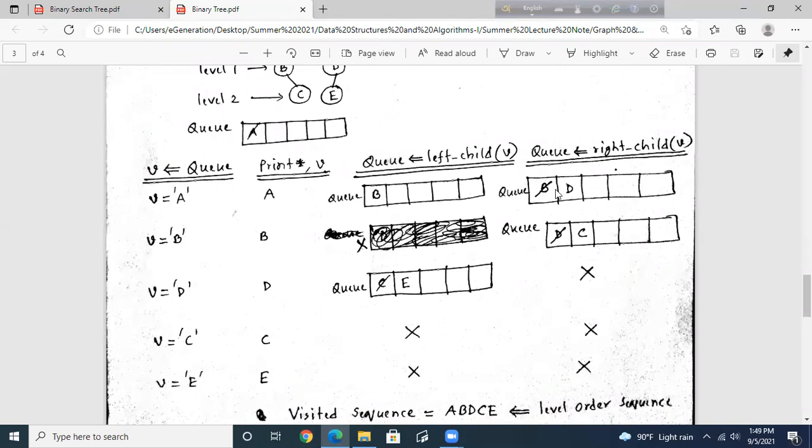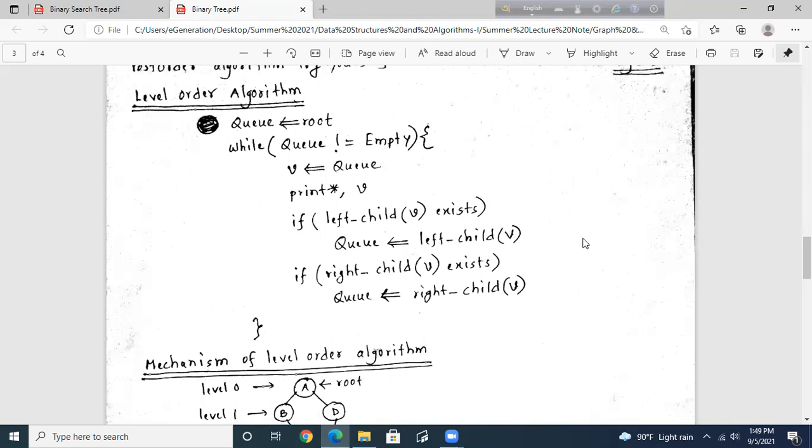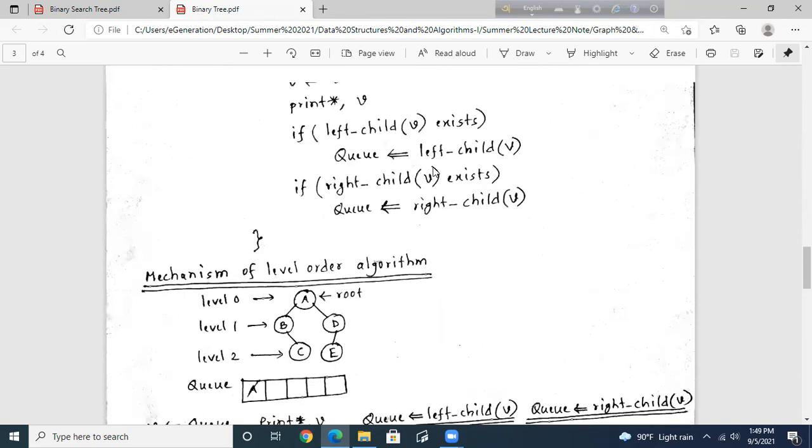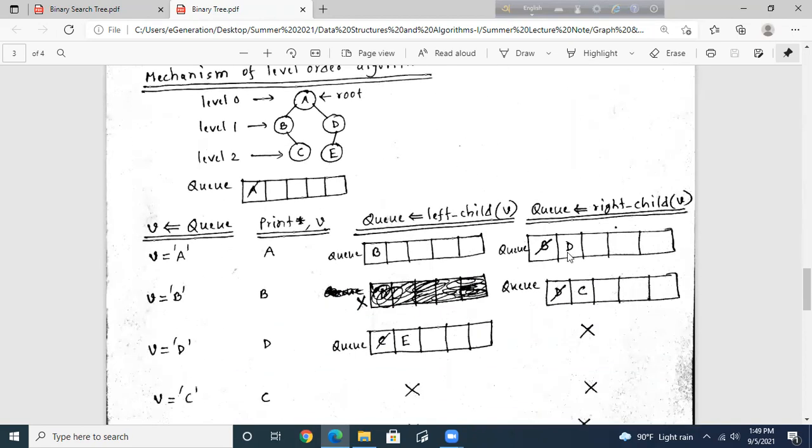So at first, dear student, I have to delete B. So V equals B. Now, because it is under the loop, the loop will continue. The loop will check whether Q is empty. No, because inside the Q, I have B and D. So at first I have to delete B because it is the first element. We know that Q is a first in, first out data structure. So V equals B. So now print B.